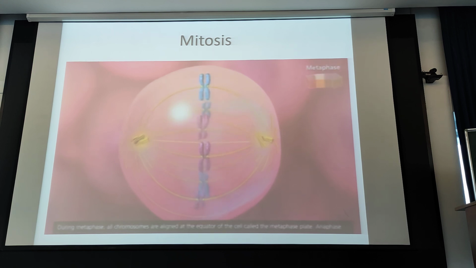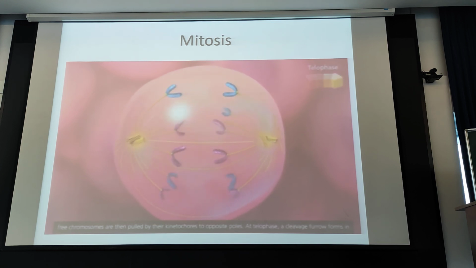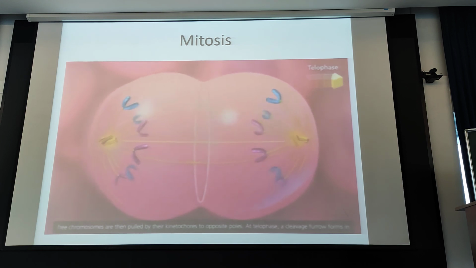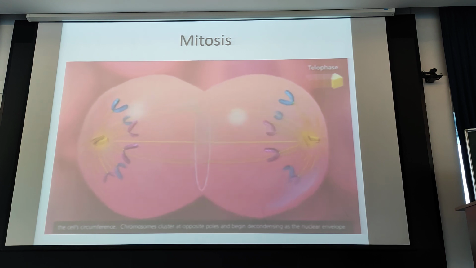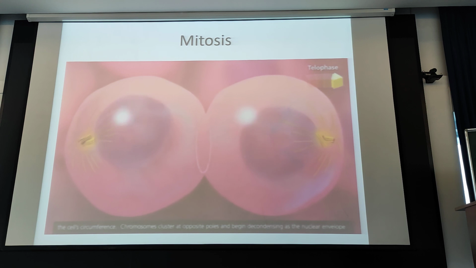During metaphase, all chromosomes are aligned at the equator of the cell, called the metaphase plate. Anaphase begins with the degradation of proteins that hold sister chromatids together, freeing individual chromosomes. The free chromosomes are then pulled by their kinetochores to opposite poles. At telophase, a cleavage furrow forms in the center of the cell. This indentation is made from a constricting belt of actin filaments surrounding the inside of the cell's circumference. Chromosomes cluster at opposite poles and begin decondensing as the nuclear envelope reforms around them.